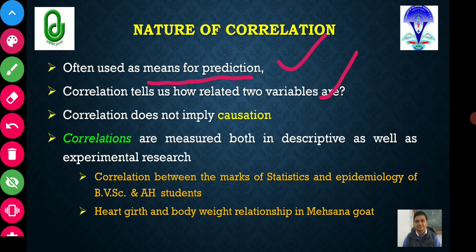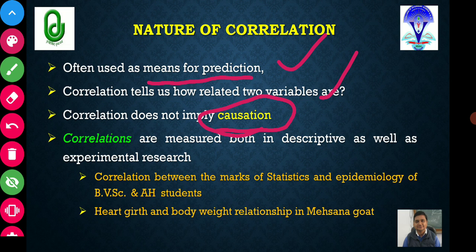We have already seen that correlation does not imply causation. That is why I told you earlier about the cause and effect variable. In regression you will know that it is a relationship based on cause and effect. But correlation does not imply causation, meaning one variable is not a cause of another variable or vice versa.